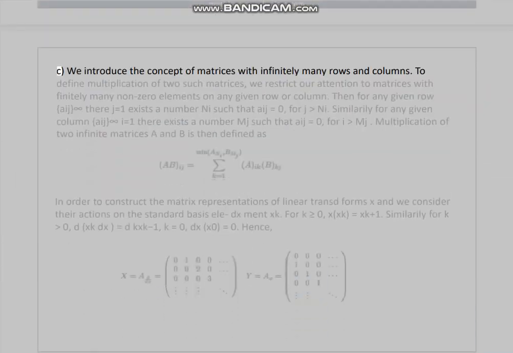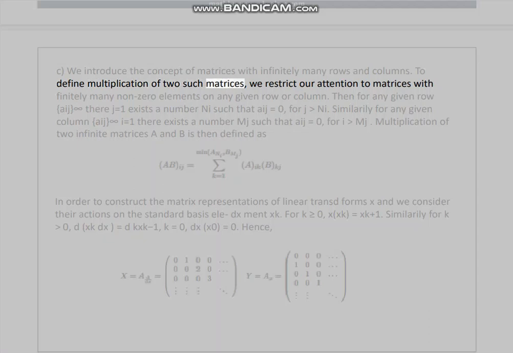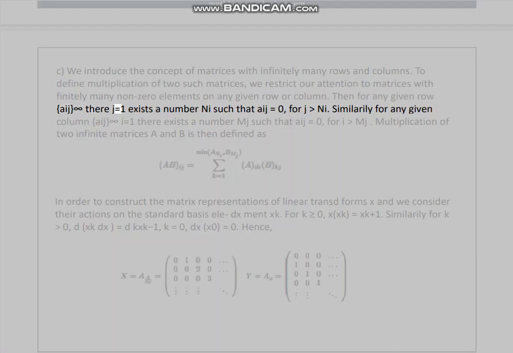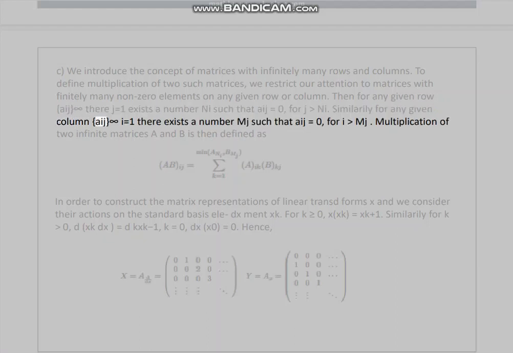C. We introduce the concept of matrices with infinitely many rows and columns. To define multiplication of two such matrices, we restrict our attention to matrices with finitely many non-zero elements on any given row or column. Then, for any given row i there exists a number n_i such that a_ij equals 0 for j greater than n_i. Similarly for any given column j there exists a number m_j such that a_ij equals 0 for i greater than m_j. Multiplication of two infinite matrices A and B is then defined as follows.